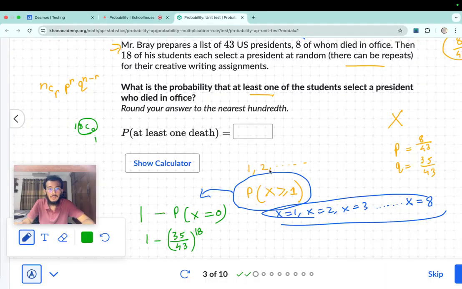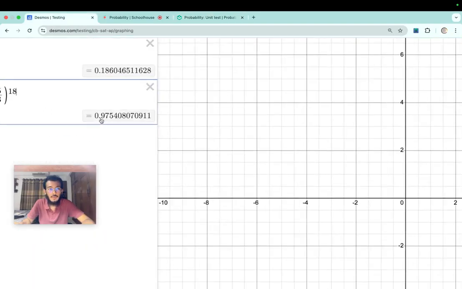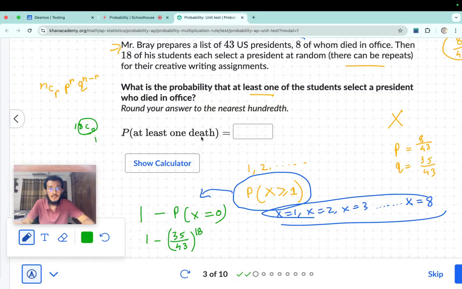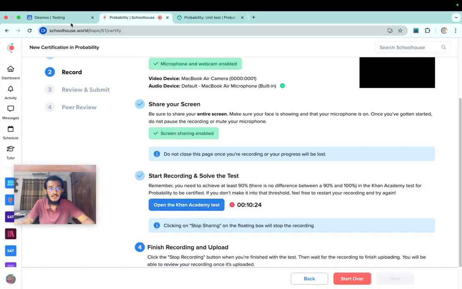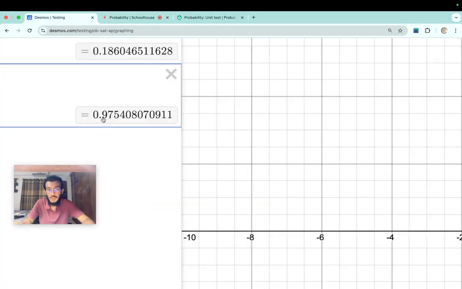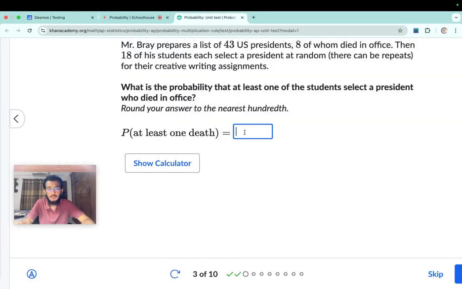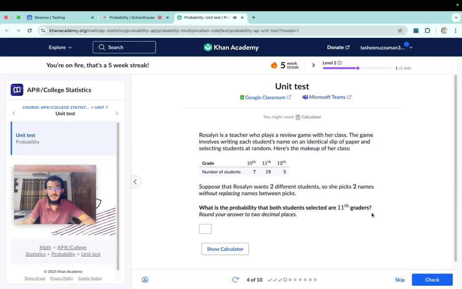Round your answer to the nearest hundredth. This is the decimal place: ones, tens, hundredths. We need two decimal places. So if we round that, we get 0.98, because the third decimal place is 5. So 0.98 should be our answer. Let's see. 0.98. There we go.